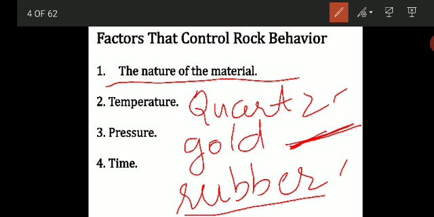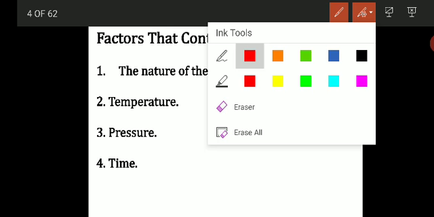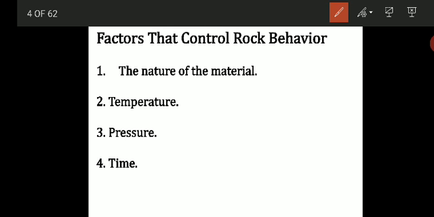So that is, for example, granite and quartzite, they tend to behave in a brittle manner, whereas other rocks like shale, limestone, marble, they have a greater tendency to deform in a plastic manner. So that is why the behavior of rock is very, very important. So this depends upon the nature of material.